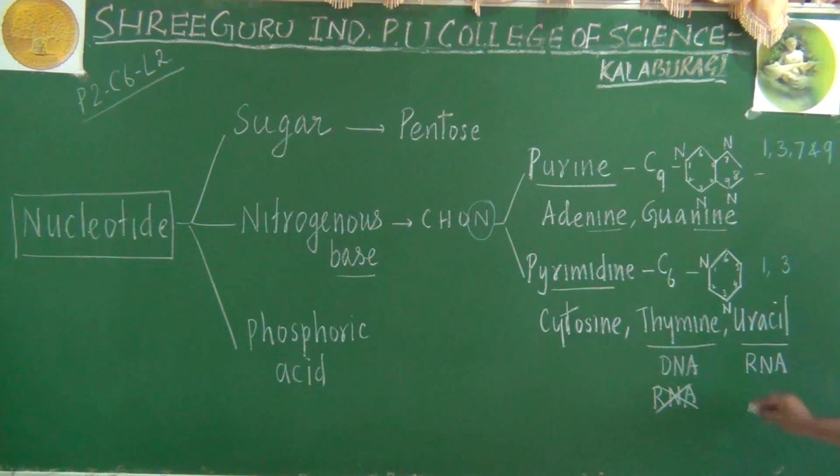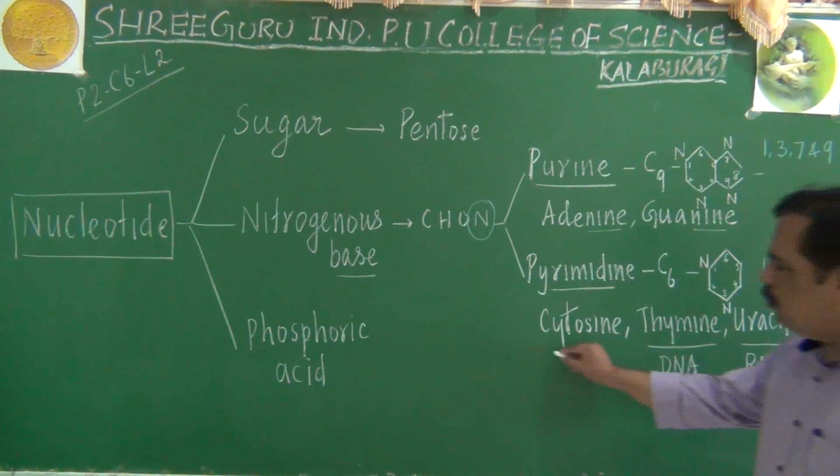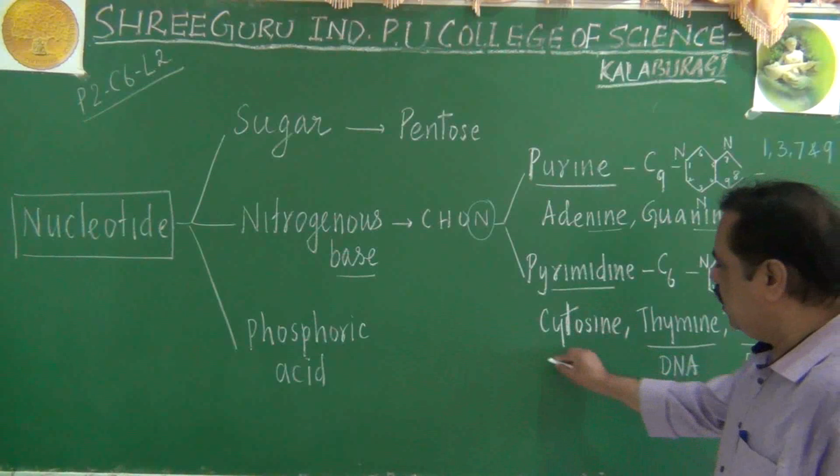It will not be found in DNA. Remember, DNA does not contain uracil, whereas RNA does not contain thymine. Remember. But what about cytosine?